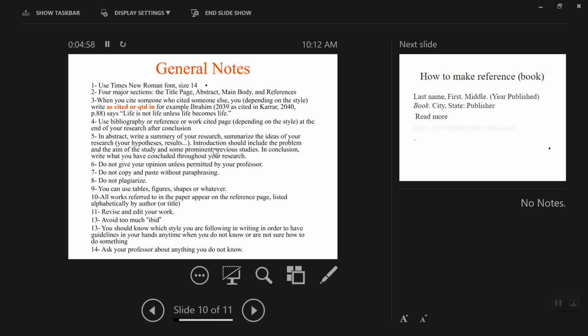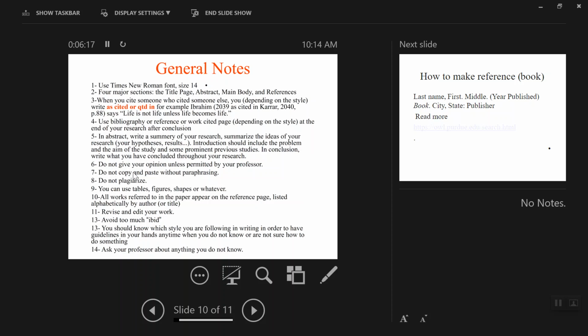Introduction. You should include in your introduction the problem, the aim of the study, and some prominent previous studies. In the conclusion, write what you have concluded throughout your research. As I told you, these are general information, not in detail. You can go to Google and Google everything.